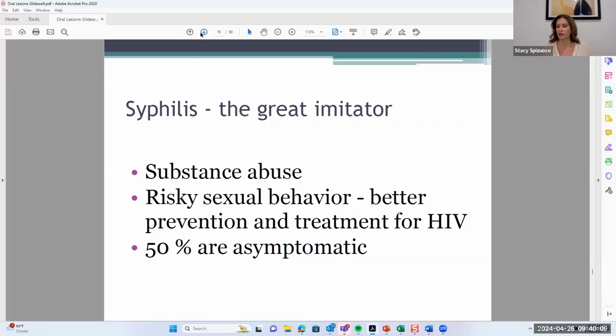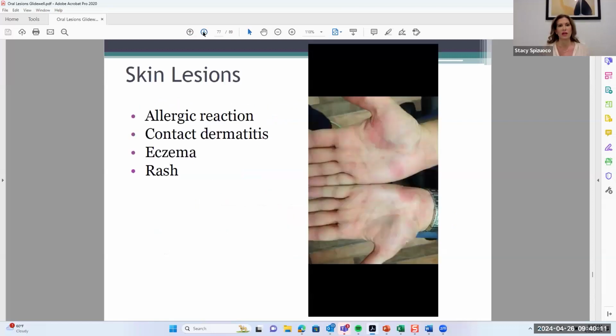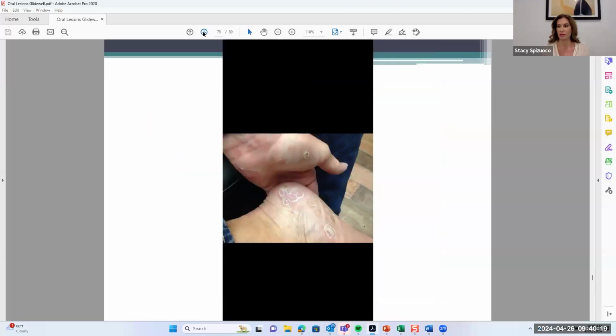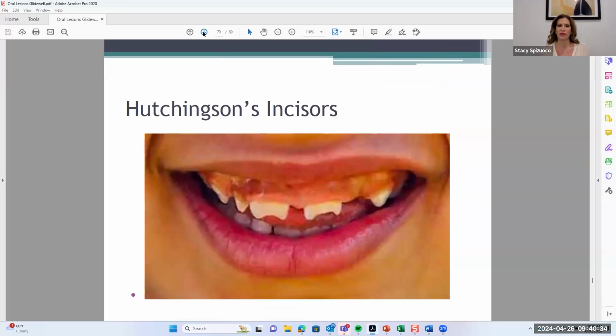These are some lesions on the skin. This is on the hands. It looks like it could just be an allergic reaction or contact dermatitis, maybe eczema, maybe a rash, but that's similar to syphilis. That's the great imitator. On the feet, you can see more of a chancre lesion and on the hand. And so that can help you with your diagnosis. And even children, if it gets transferred onto children, they can get these Hutchinson incisors, next slide. So that's another way to help make a diagnosis.